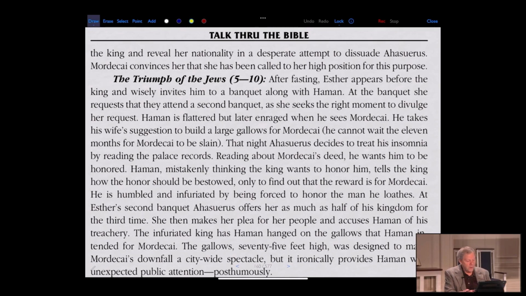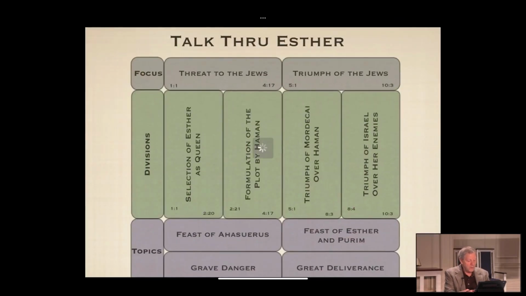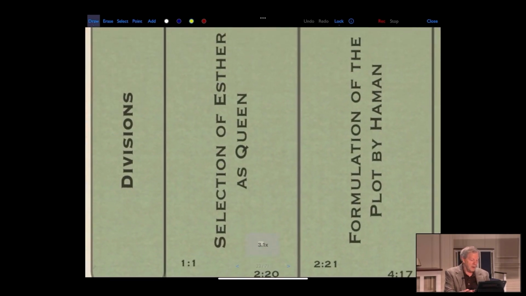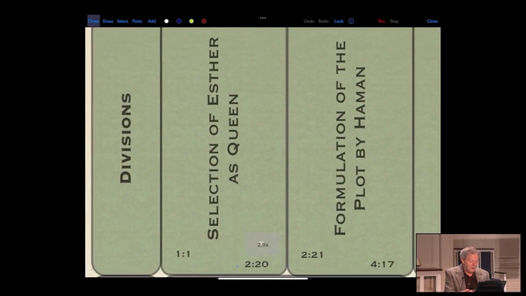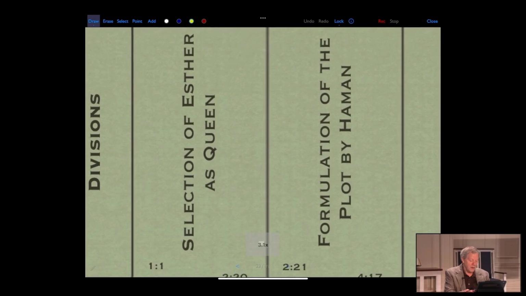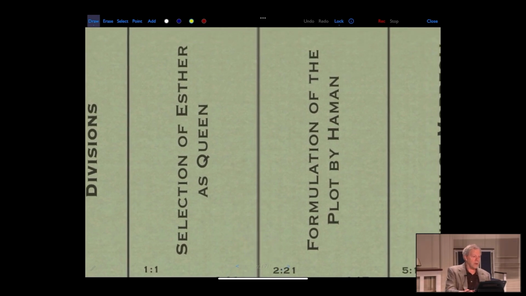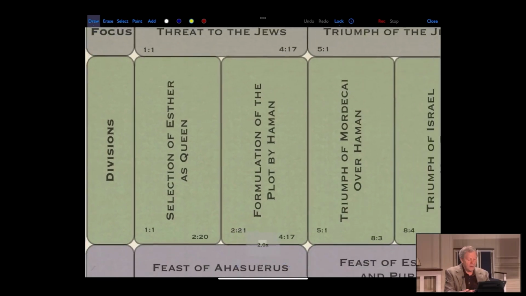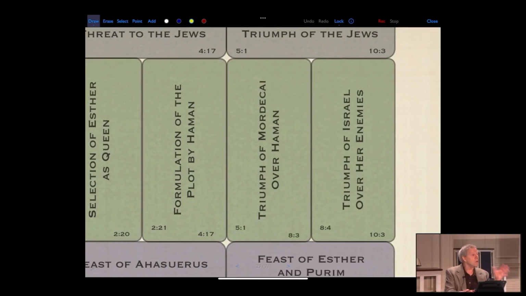And then we go to the triumph of the Jews, so let me just show you the chart here again. We've talked about the selection of Esther as queen, and then the formulation of the plot by Haman. I'm just summarizing the plot, putting the threads together for you briefly. And it's fun to see the whole. That's why I wanted to show you the whole narrative as a unified story.